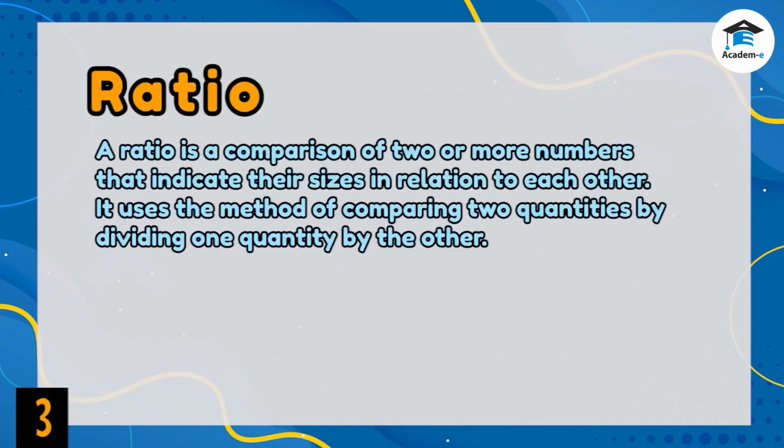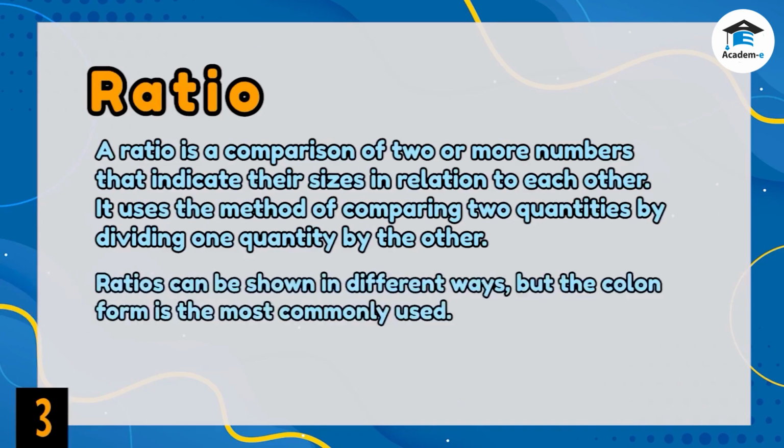Ratio. A ratio is a comparison of two or more numbers that indicate their sizes in relation to each other. It uses the method of comparing two quantities by dividing one quantity by the other. Ratios can be shown in different ways, but the colon form is the most commonly used.